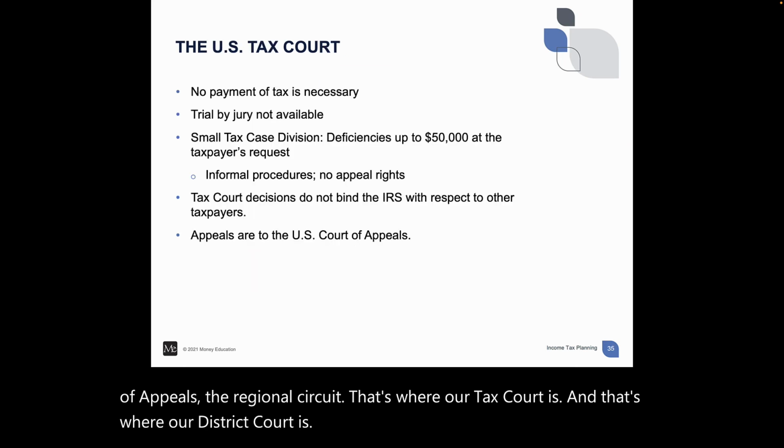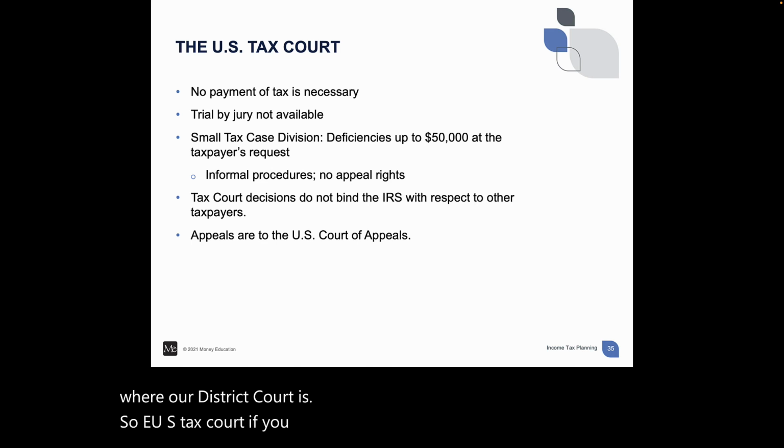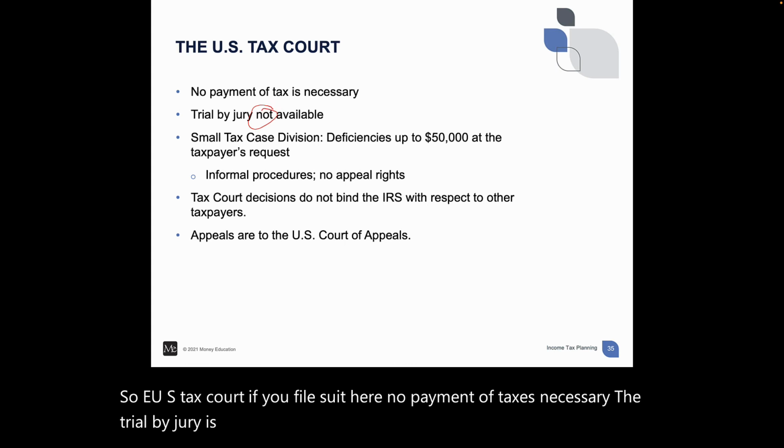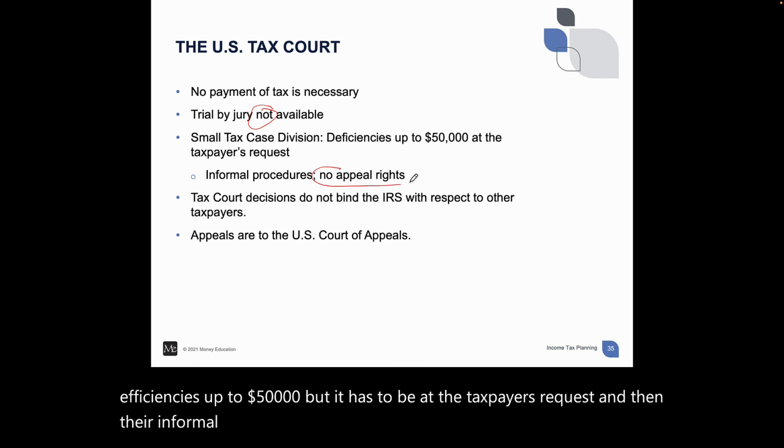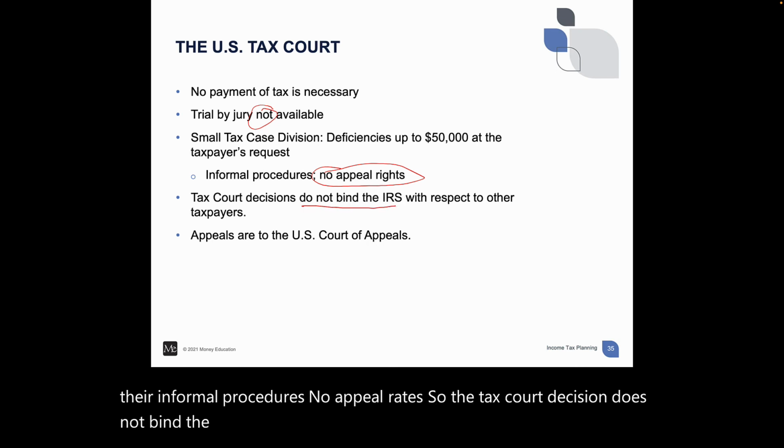So the U.S. Tax Court, if you file suit here, no payment of taxes necessary. The trial by jury is not available. And the small tax case division, they handle deficiencies up to $50,000, but it has to be at the taxpayer's request. And then their informal procedures, no appeal rights. So the tax court decision does not bind the IRS with respect to other taxpayers. And the appeals are to the U.S. Court of Appeals.